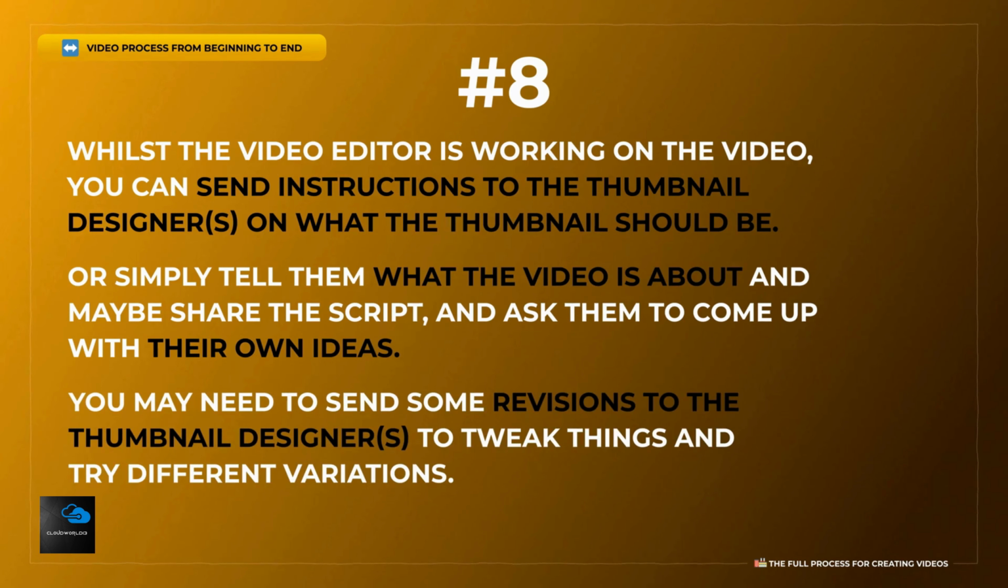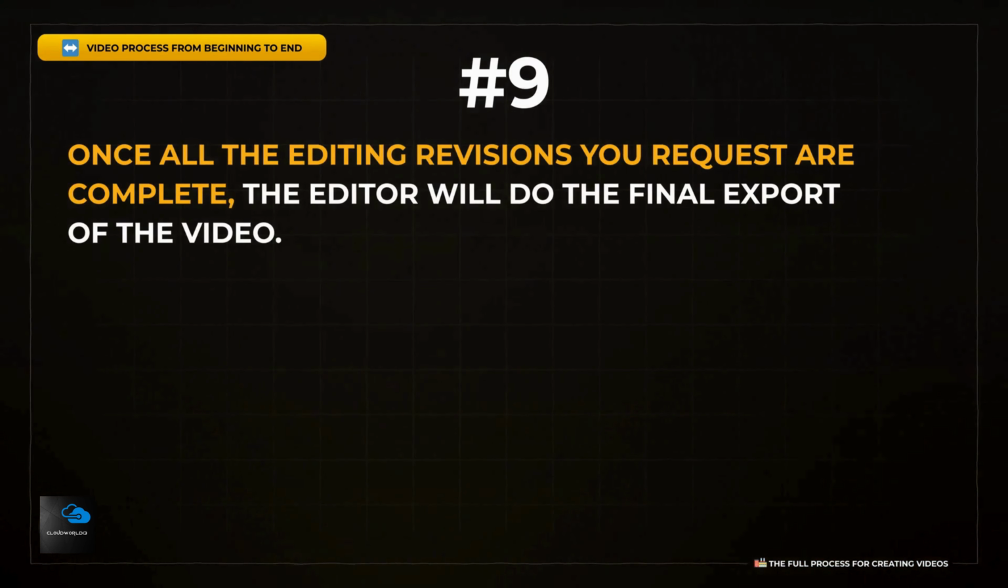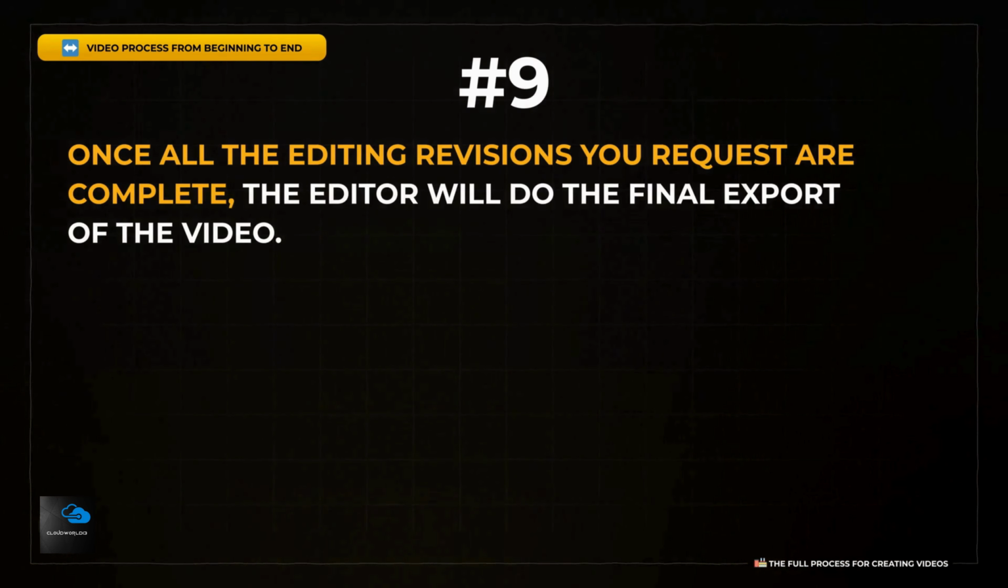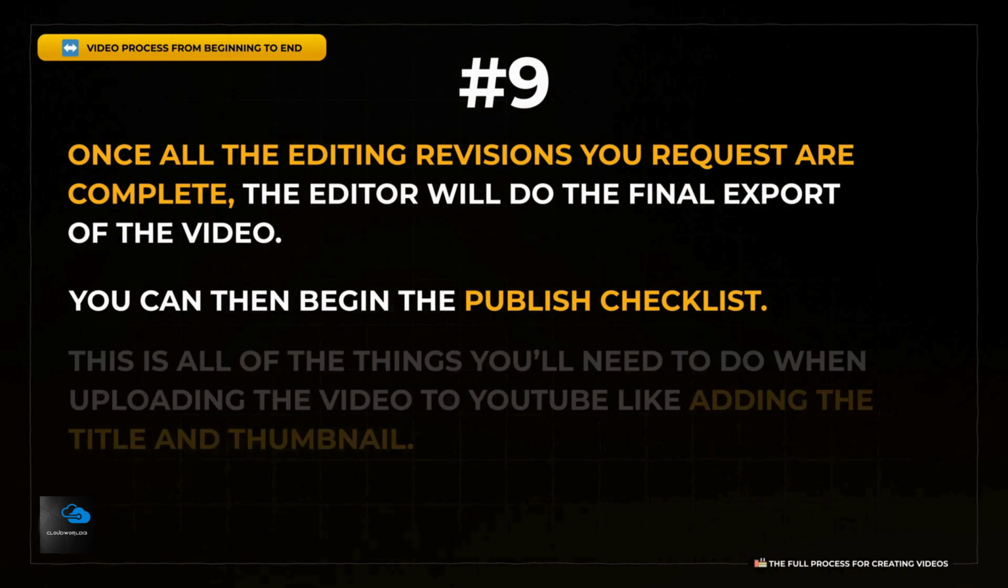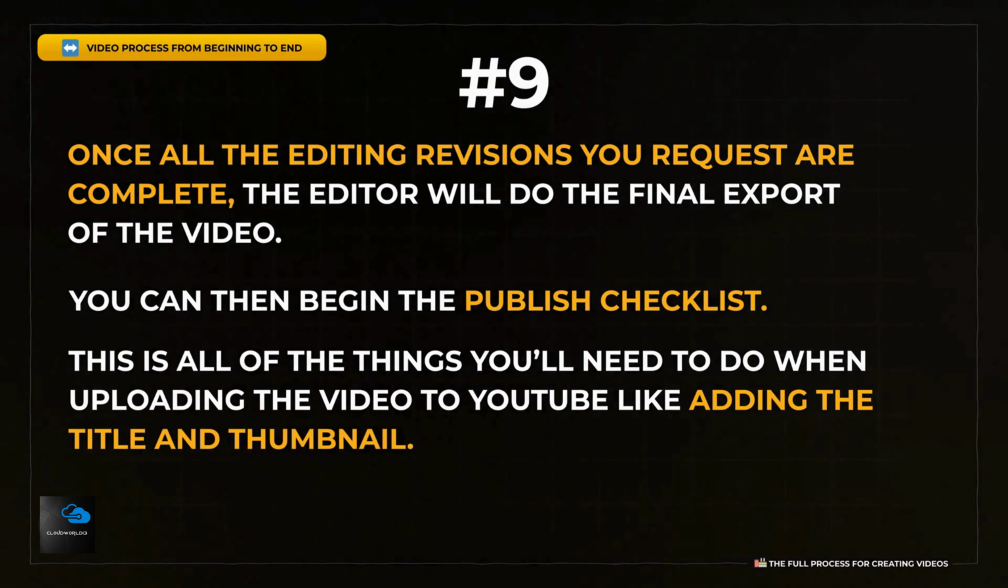Step 9. Once all the editing revisions you request are complete, the editor will do the final export of the video. You can then begin the publish checklist, which is all the things you'll need to do when uploading the video to YouTube, like adding the title and thumbnail.